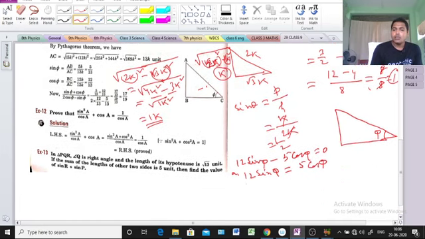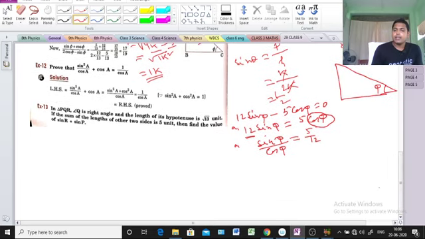Now see, this 12 also we will send to the right hand side. So what will come? Sin phi equal to 5 by 12, because the 12 is in the numerator, so it will come in the denominator. And this cos phi we bring to the left hand side, and it will come in the denominator. That means we are getting sin phi by cos phi equal to 5 by 12. Clear? Easy?